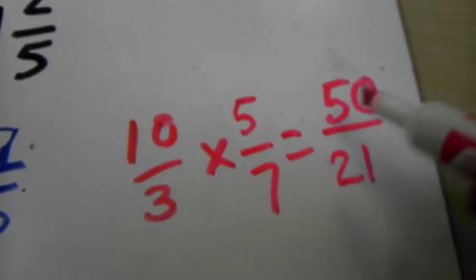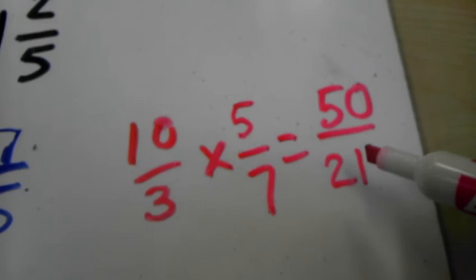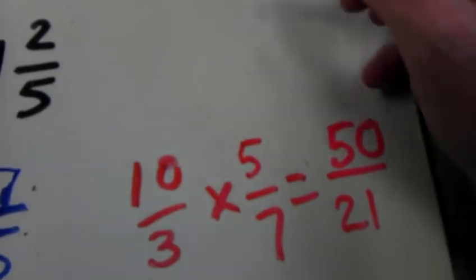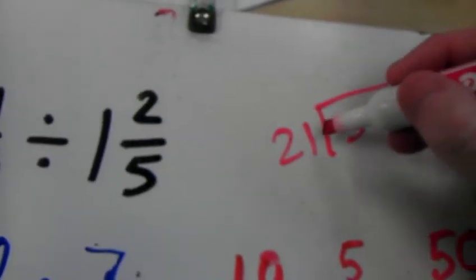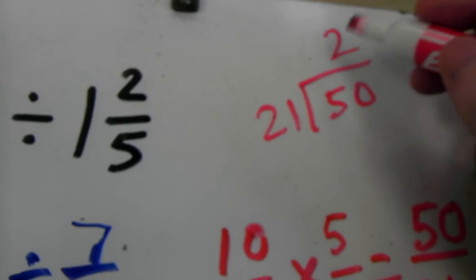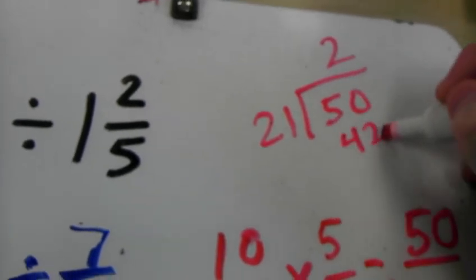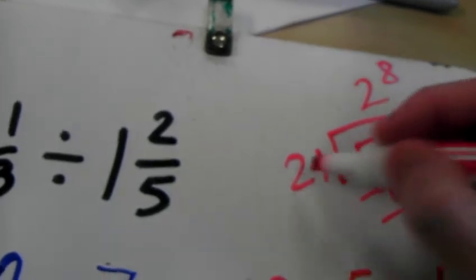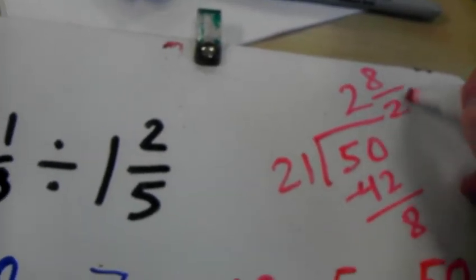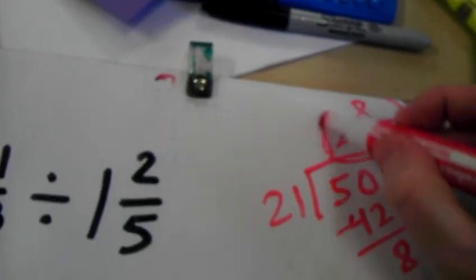Now, the only thing I need to do here is change this from an improper fraction to a mixed number, and I have my final answer. So if I take 50 and divide it by 21, since it was 50/21, 21 goes into 50 2 times. 2 times 21 is 42. And if I subtract those, I get 8 left over. So my answer would be 2 and 8/21 when I get done with that problem.